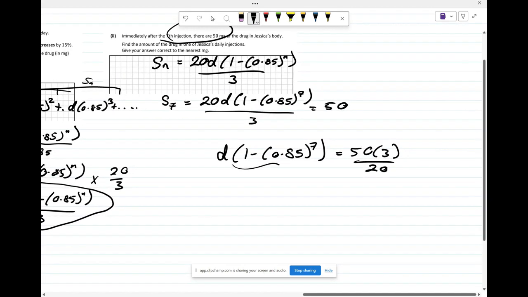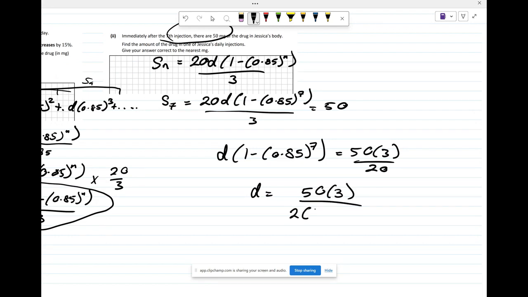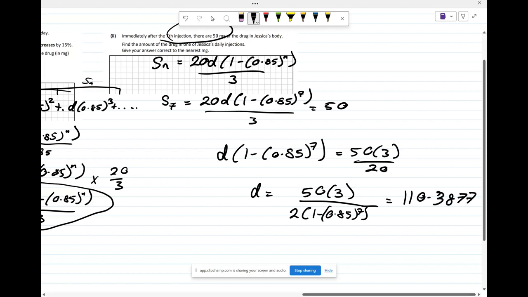Now if we divide by this term here, that means d is equal to 50 times 3 over 20 times (1 minus 0.85 to the power of 7), and this is equal to 50 times 3 over 20 times (1 minus 0.85 to the power of 7), and that is 110.3877. To the nearest milligram, that's 110 milligrams.